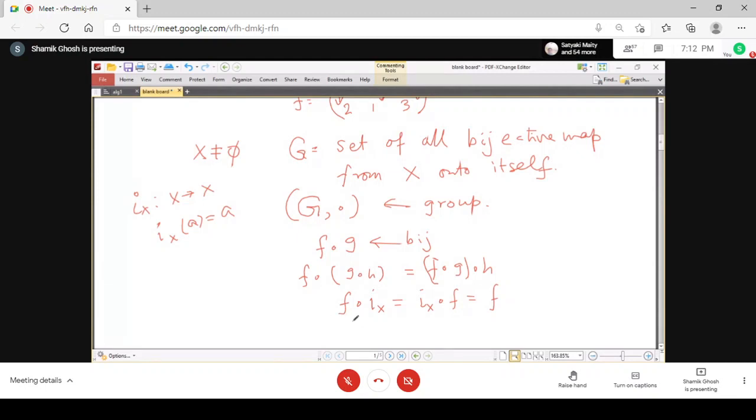And similarly, since the map is bijective, it has a well-defined inverse. If you compose with its inverse on both sides, you will get the identity. And not only that, the inverse is also bijective. So all these four things show that G actually becomes a group under the composition of maps.